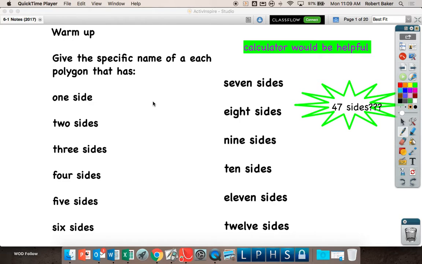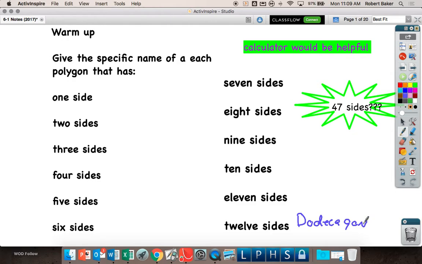It's basically undecagon: un is 1, like uno, deca is 10, like decade, so 1 and 10 is the next one. And gon is sides. So 11 sides. And then 12 sides. Dodecagon.